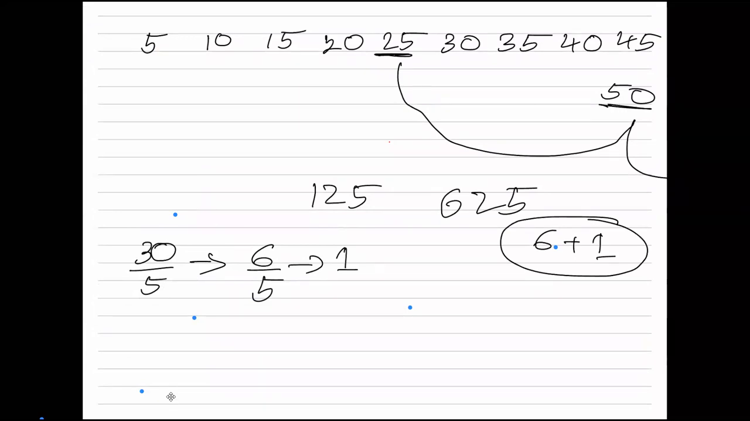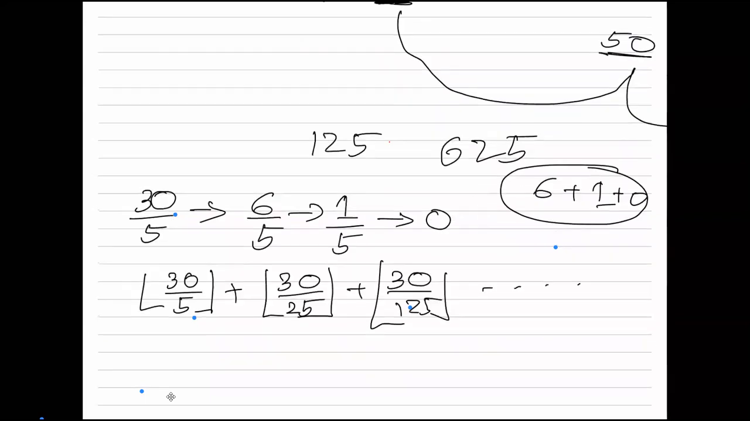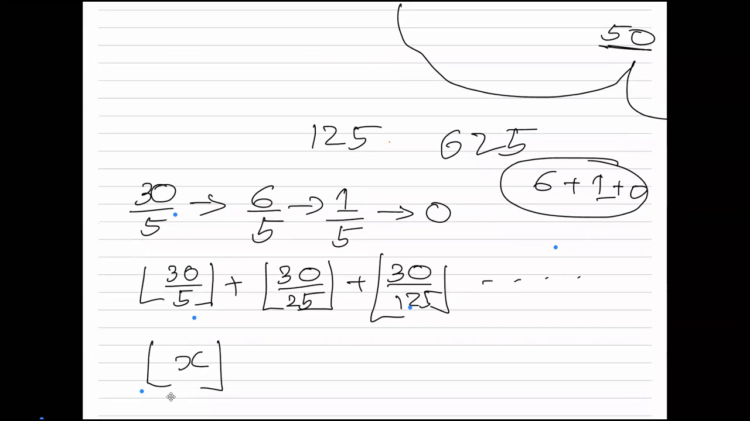If you are very much interested, do it. I'm just giving this as a trick. You have to do it until you get 0. So 1 divided by 5 will give 0. So you add 0. It's the same thing as doing nothing. So the trick over here is 30 upon 5 plus 30 upon 25 plus 30 upon 125 and so on. This weird kind of bracket is the greatest integer function.